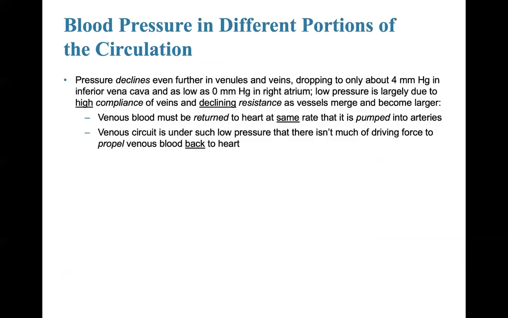So the pressure will decline even further in the venules and veins, dropping to about 4 in the inferior vena cava and as low as 0 in the right atrium. Low pressure is largely due to the high compliance of the veins and declining resistance as blood vessels merge to become larger. Venous blood must be returned to the heart at the same rate that it is pumped into the arteries. The venous circuit is under such low pressure that there isn't much of a driving force to propel the venous blood back to the heart.